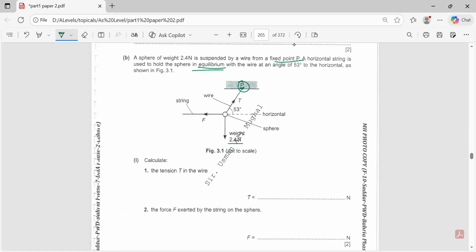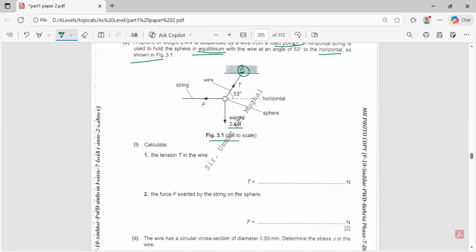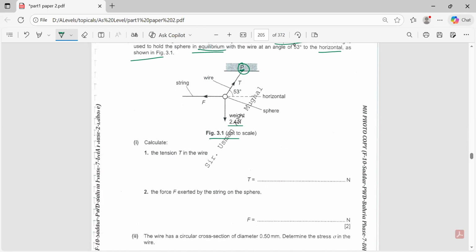with the wire at an angle of 53 degrees to the horizontal as shown in figure 3.1. So this is the figure being shown to us in figure 3.1. There is a tension T, there is a force F, and there is a downward weight which is 2.4 Newton. Question says find the tension in the string.